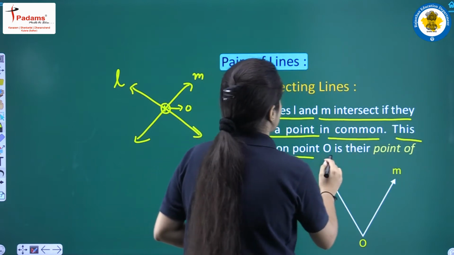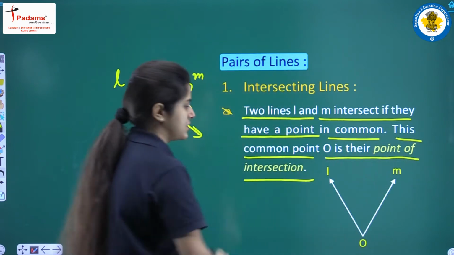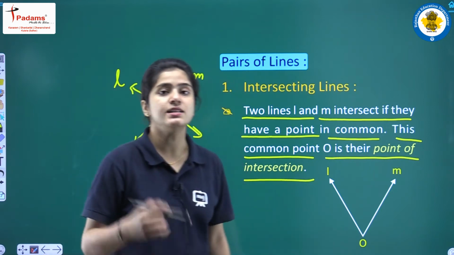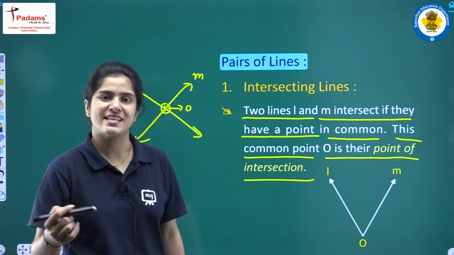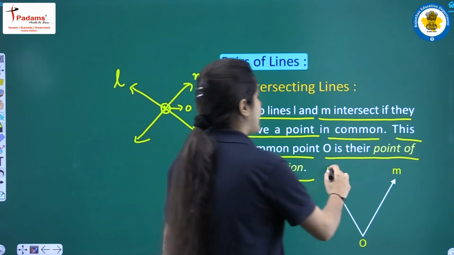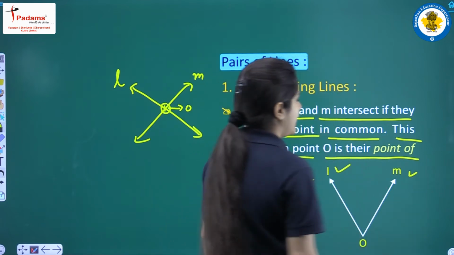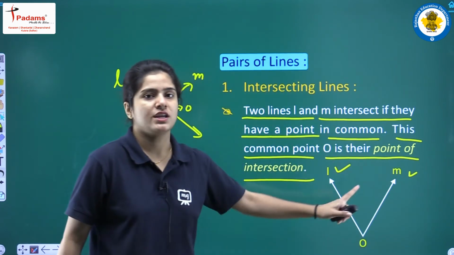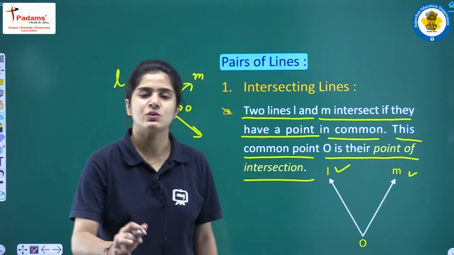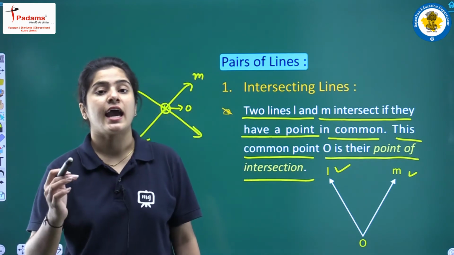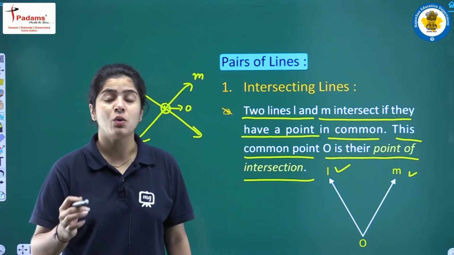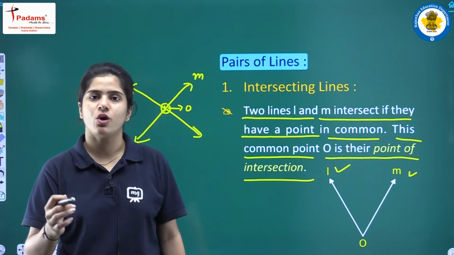Two lines M, L, N intersect if they have a point in common. This common point O is the point of intersection. Okay, students, this O is called the point of intersection. So this is line L and this is line M. If two lines are cutting each other at a certain point, then these two lines are called intersecting lines, and the point where they cut each other is called the point of intersection.